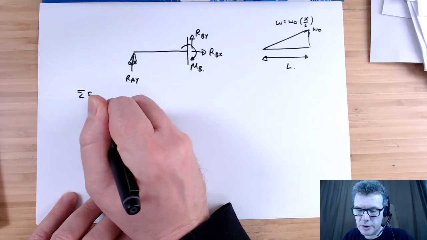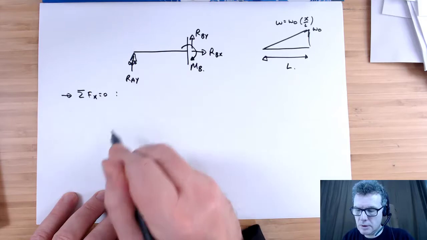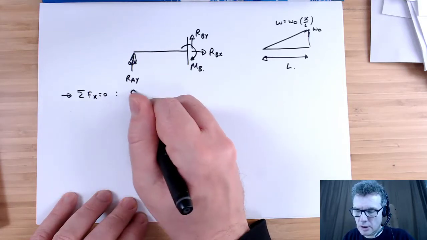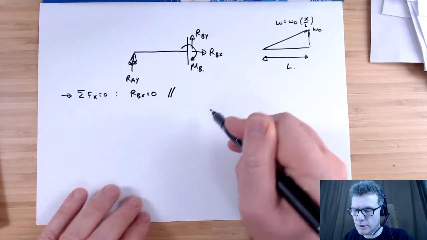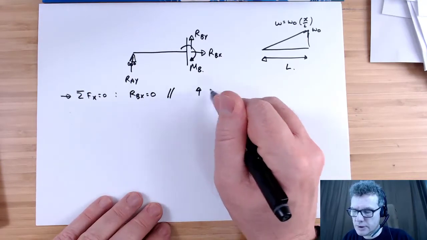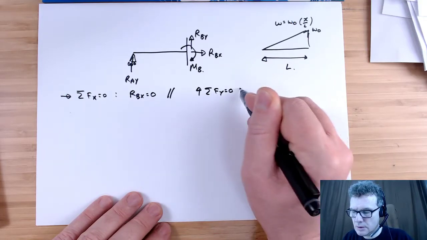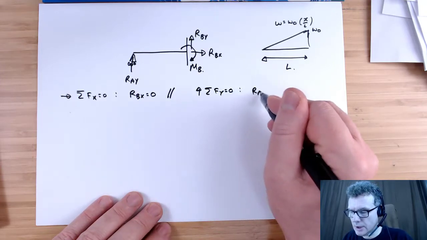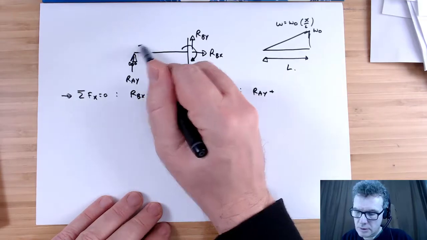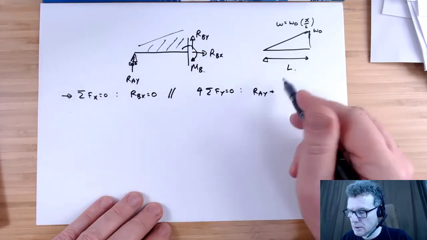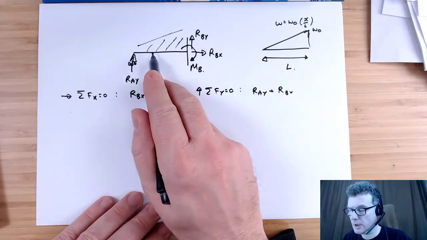So sum up forces in the x direction. That then gives me RBX equals 0. No big deal. Now sum up the forces in the y direction. What we got there? We got RAY plus RBY, and now how do I deal with that load?